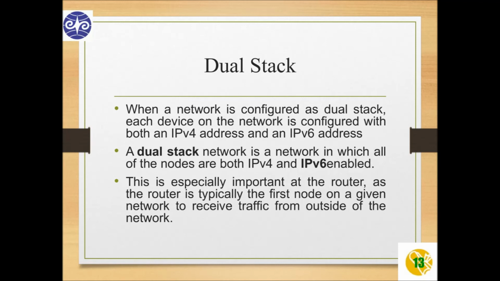Second point, a dual stack network is a network in which all of the nodes are both IPv4 as well as IPv6 enabled. So both addressing schemes are enabled over here in dual stack mode. This is especially important at the router, as the router is typically the first node on a given network to receive traffic from outside of the network.